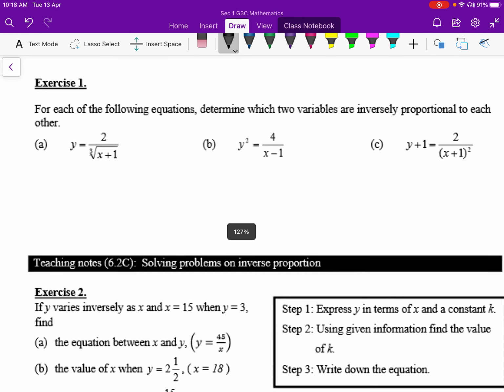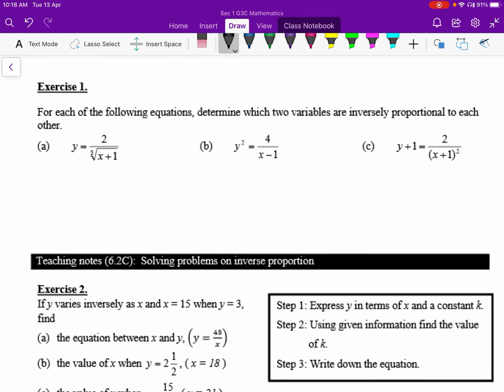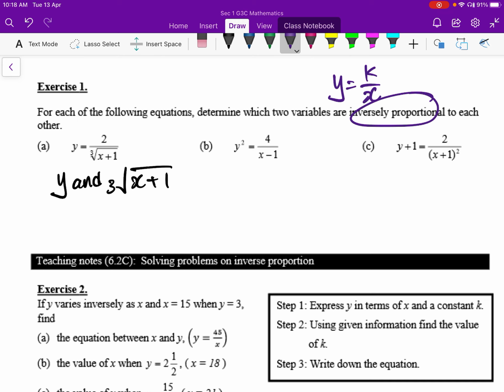Determine the two variables which are inversely proportional to each other. So in this case, y and cube root of x plus 1. They are inversely proportional. They have a relationship of, for inversely proportional, y equals k over x, where k can be anything as long as it's a variable, and x can be another variable. In this case, we have y and cube root of x plus 1.